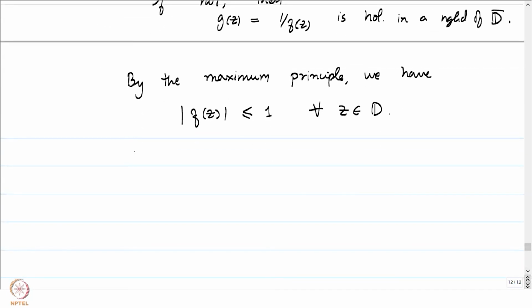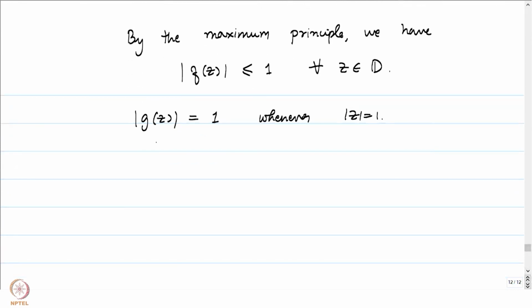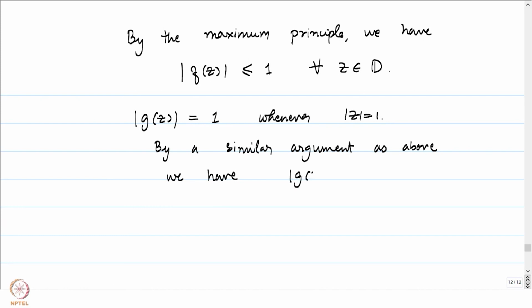Now, let us look at g. Absolute value of g of z is equal to 1 whenever mod z is equal to 1. Yet again, we are using the fact that g of z is equal to 1 by f of z and mod f of z is equal to 1 whenever mod z is equal to 1. And by a very similar argument as above, by using the maximum principle on g, we have absolute value of g of z is less than or equal to 1 on D for all z in unit disk.